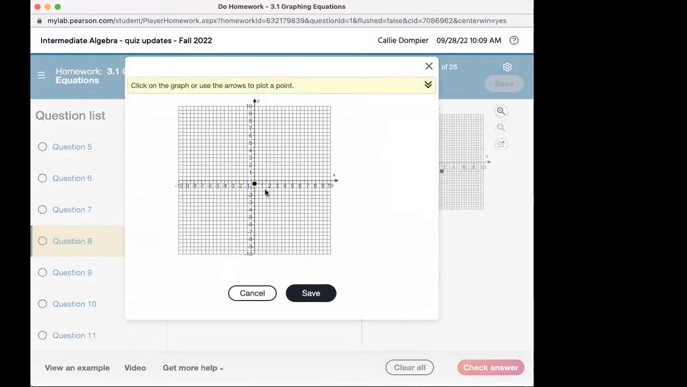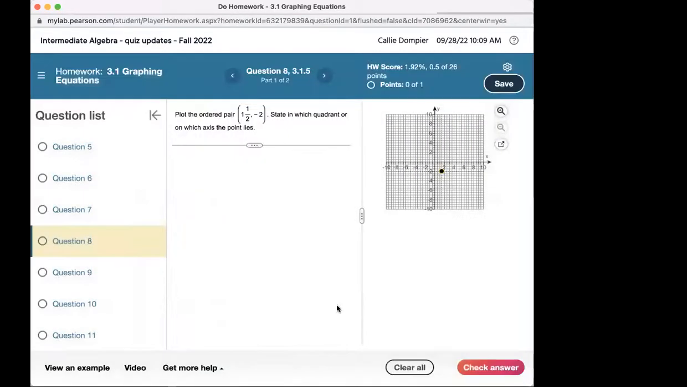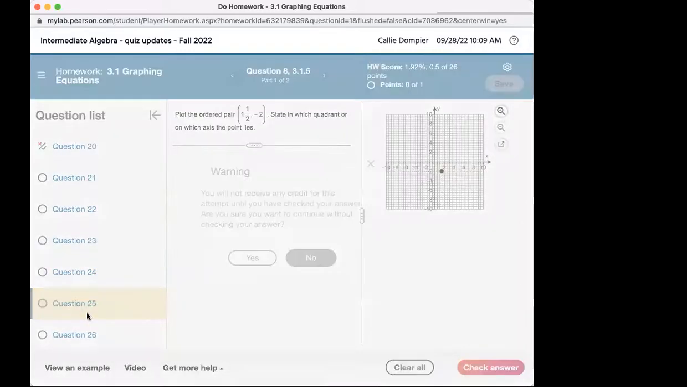Oh, what are these arrows? -2, 1.5. Okay, so you can also count over and just do it with the arrows on your keyboard. Hit save.